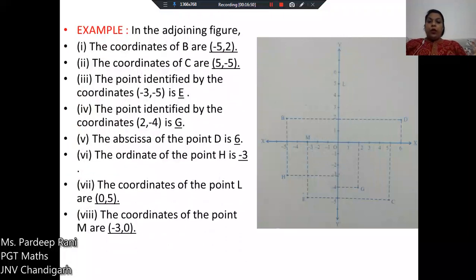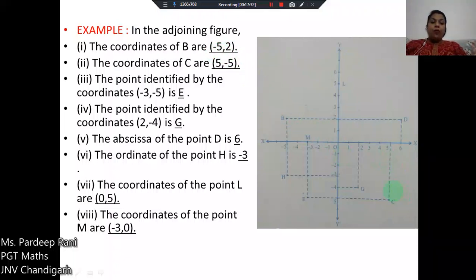Dear students, from the knowledge you gained, you can solve this example. You can see in this adjoining graph the coordinates of the point B, which I am pointing to. Since it is in the negative direction of the x-axis at a 5 units distance, its abscissa is -5, and its ordinate, the distance along the positive direction of the y-axis, is 2 units. So the coordinates of the point B are (-5, 2).